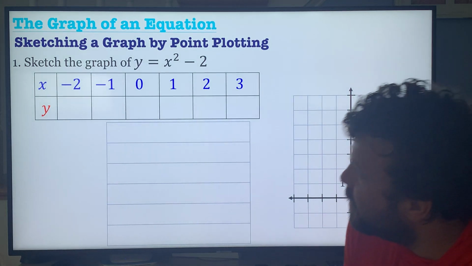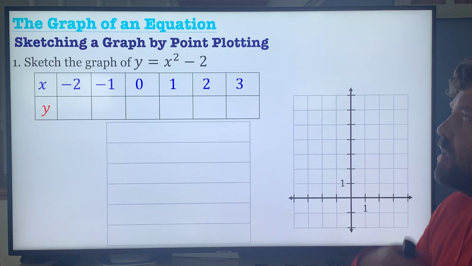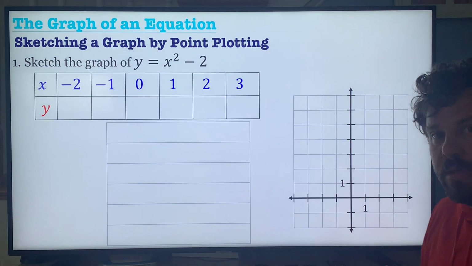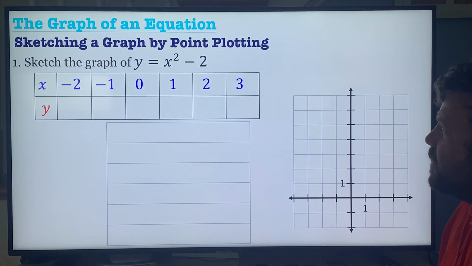Now, once again, this stuff actually is not calculus. It's just a review of stuff you're going to need in order to solve calculus. A bunch of simple things. So we're going to start with the simplest of them all. Bring it back to middle school. The graph of an equation. Sketching a graph by point plotting.